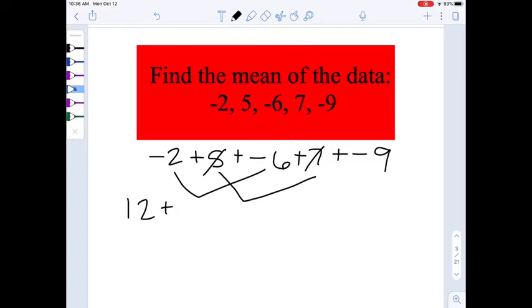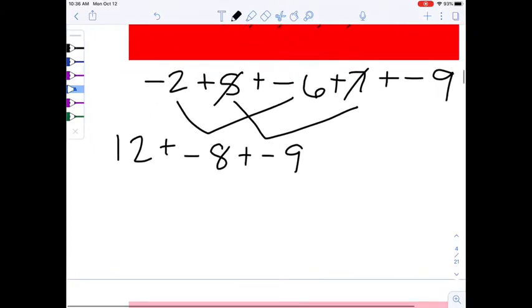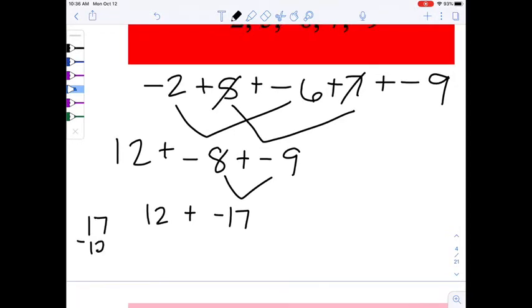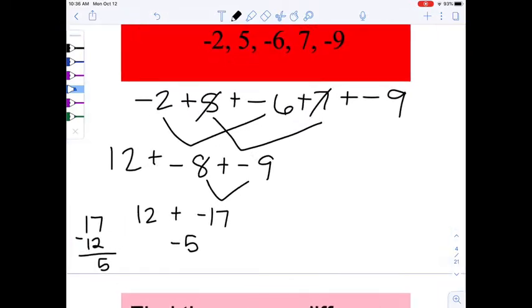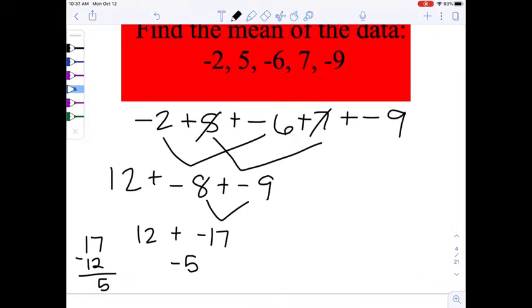which is 12. And then I'm going to add my negatives. Negative 2 plus negative 6, same sign, add and keep, so we get negative 8 plus negative 9. Same sign again, add and keep: 9 plus 8 is 17, and I keep the negative sign. So now I have 12 plus negative 17. When we have different signs, we subtract. So I take 17 minus 12, which is 5, and then I keep the sign of the larger absolute value. In this case, it's negative 17, so my answer is negative 5.